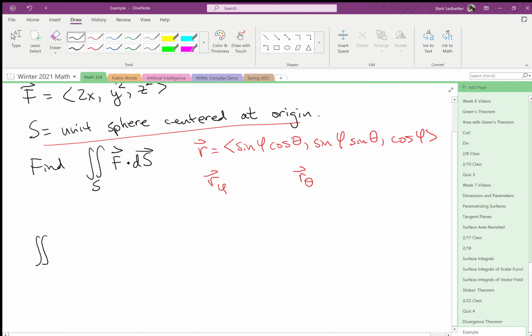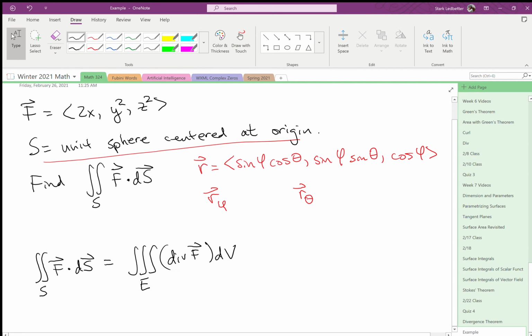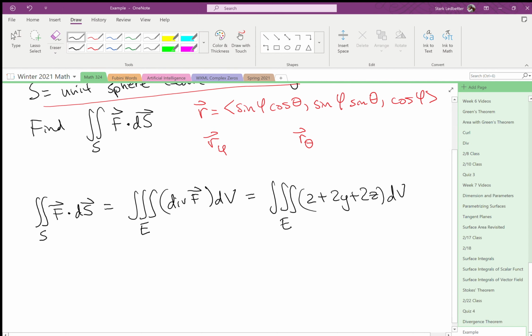So we're going to say the integral over the surface S is actually equal to the triple integral over E, where E is the inside of the unit sphere, of div F. Well, div F is actually not too bad to calculate then. Let's see, so we've got 2 plus 2y plus 2z. Okay, that's nice. And then maybe we'll take out a 2.